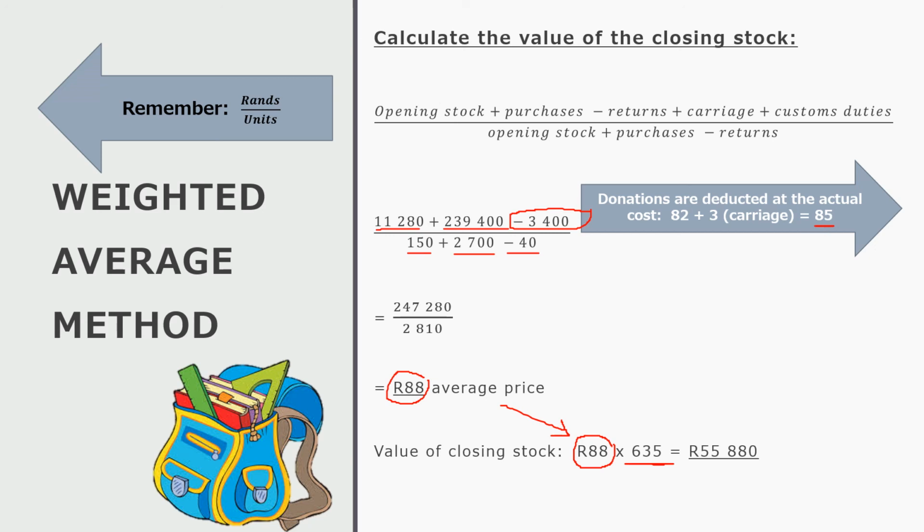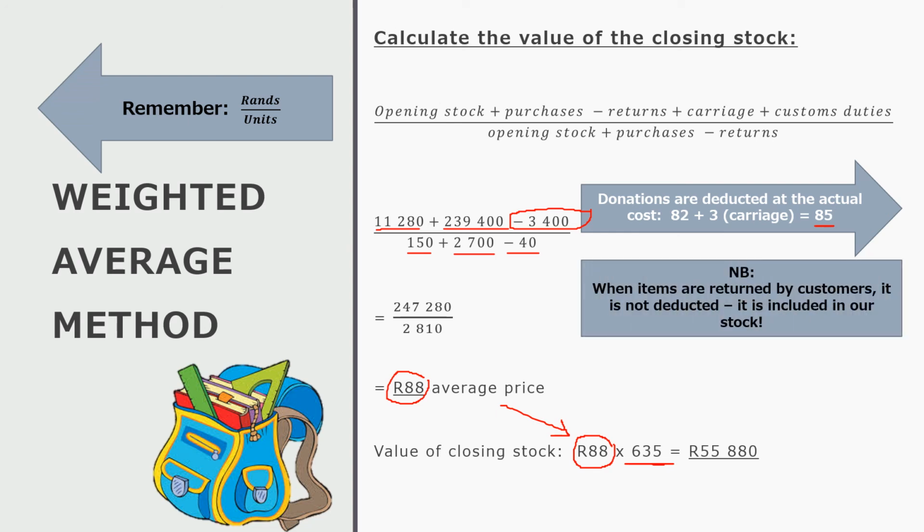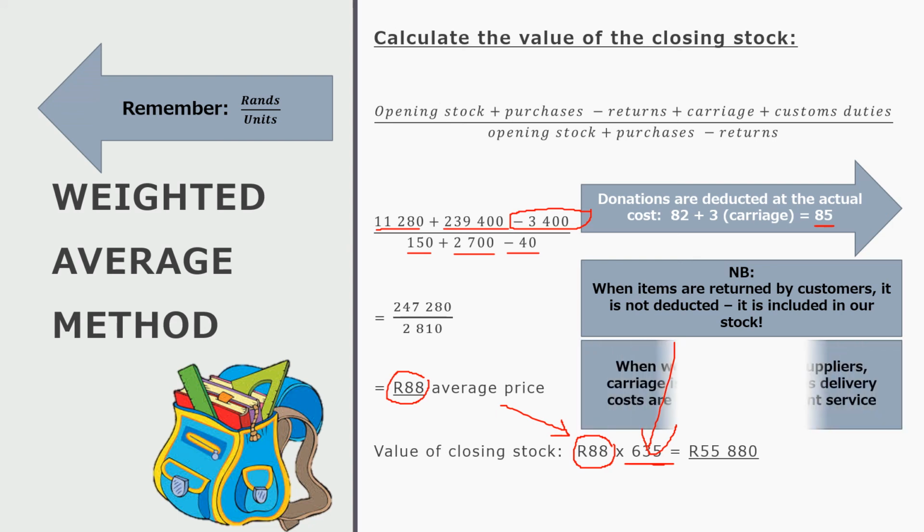55,880. That is the total value of the stock if we use the weighted average method at the end of the year. Now very important. When items are returned, remember we said there's X amount of units that was returned by our debtors. We do not make provision for that in this calculation because it is now included in the stock. They've returned it, so it is part of this closing stock. This 635 rand, the stock that was returned, is included in these units. They've now returned it, so when we did the physical count, we'd already gotten it back. It is included in our stock already.